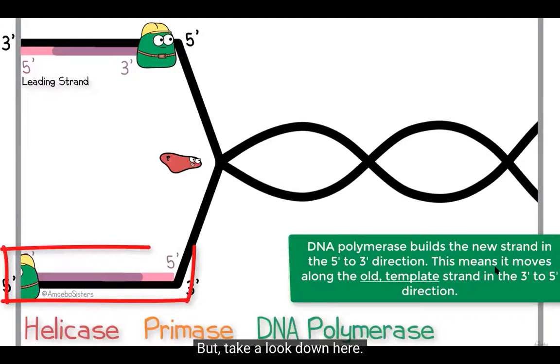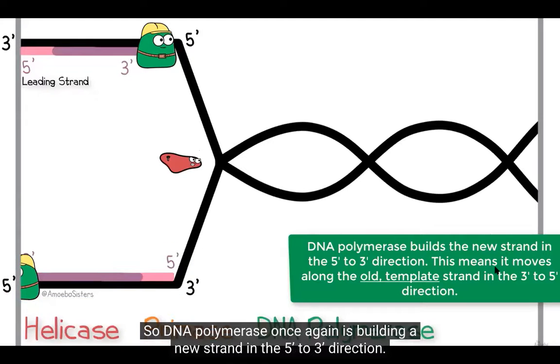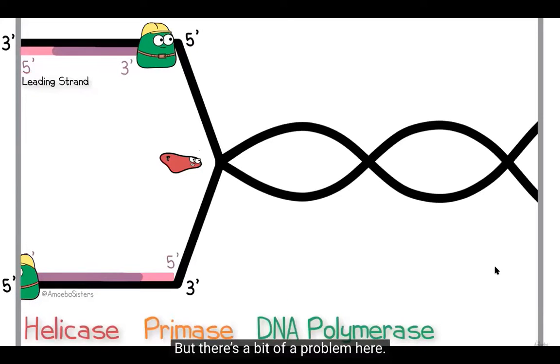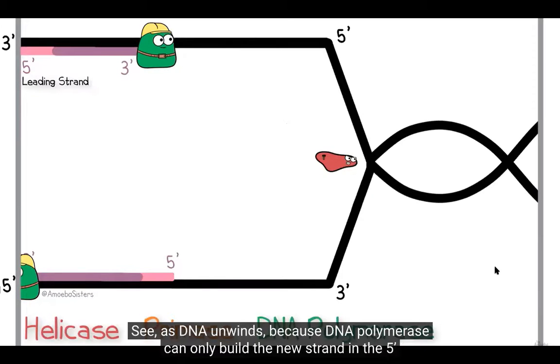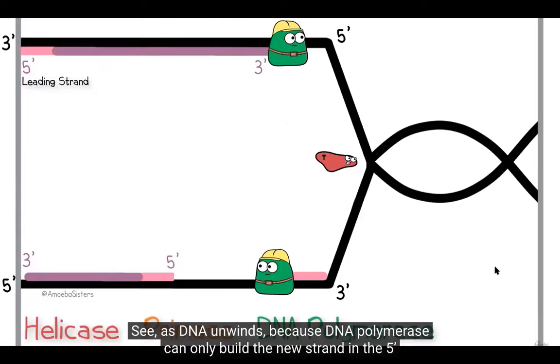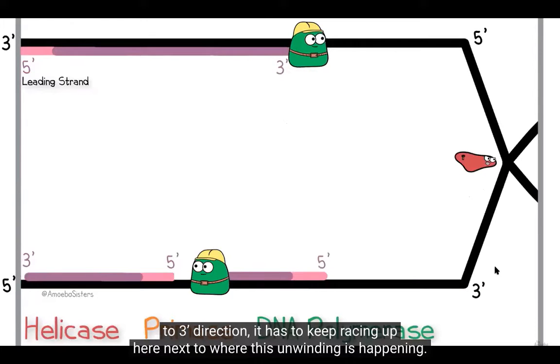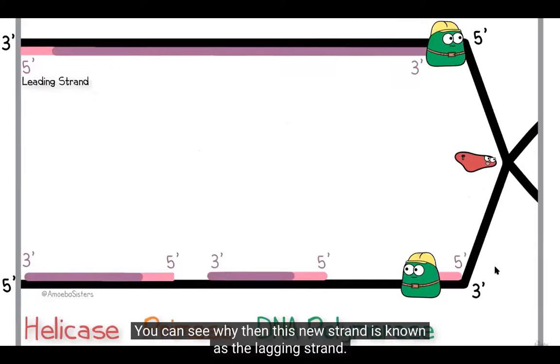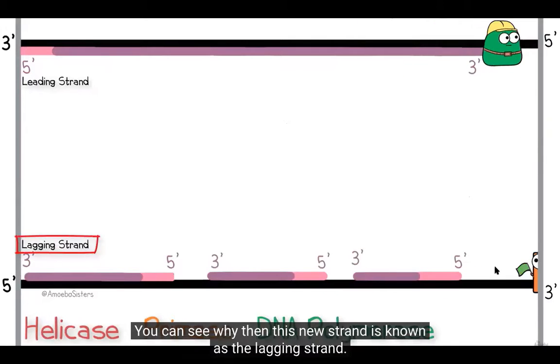But take a look down here. So DNA polymerase, once again, is building a new strand in the 5' to 3' direction. But there's a bit of a problem here. See, as DNA unwinds, because DNA polymerase can only build the new strand in the 5' to 3' direction, it has to keep racing up here next to where this unwinding is happening. You can see why then this new strand is known as the lagging strand.